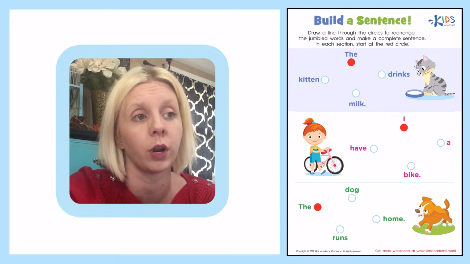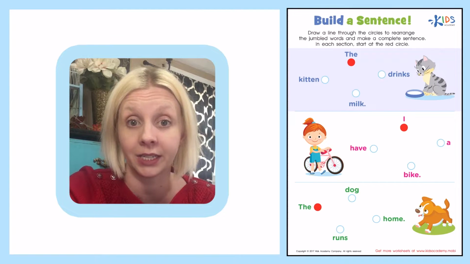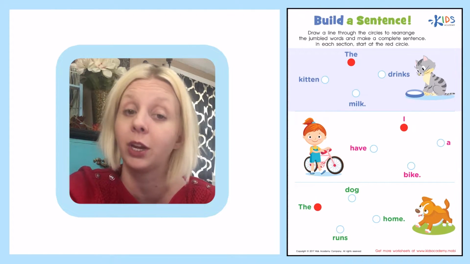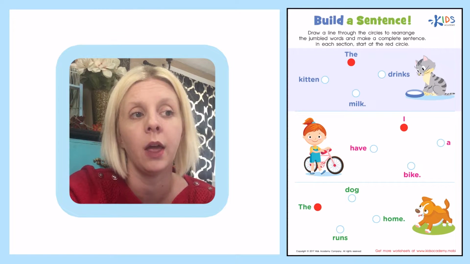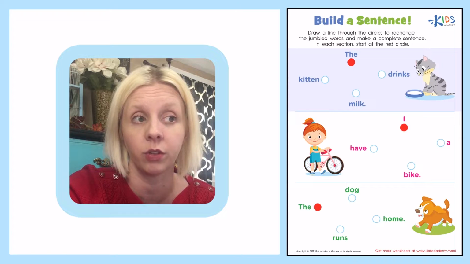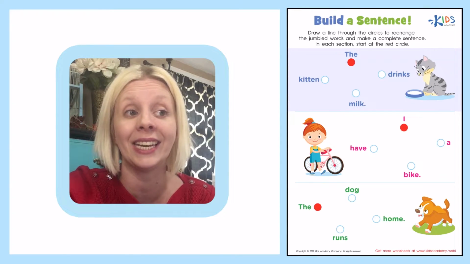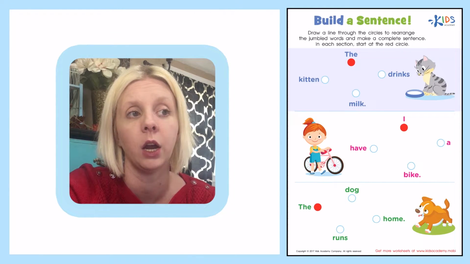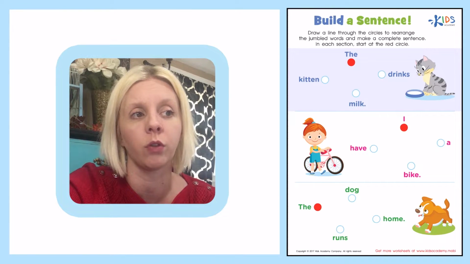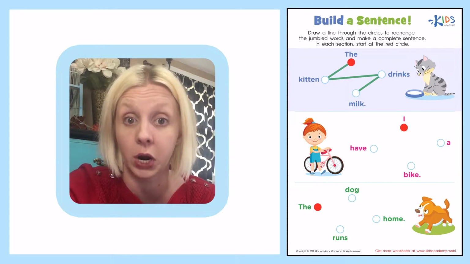Which do you think it's going to be? Well, I'm not sure. Let's try one. The kitten drinks milk. Does that make sense? The kitten drinks milk. Yeah, that makes sense. Now, it could have also been the milk, which is a noun, which is a person, place, or thing, but the milk drinks kitten. That doesn't make any sense. You can't drink a kitten. So the correct order is the kitten drinks milk. So we're going to take our pencil and we're going to draw our line in that order. The kitten drinks milk. And we've got our little picture clue to help us figure out what we're talking about.